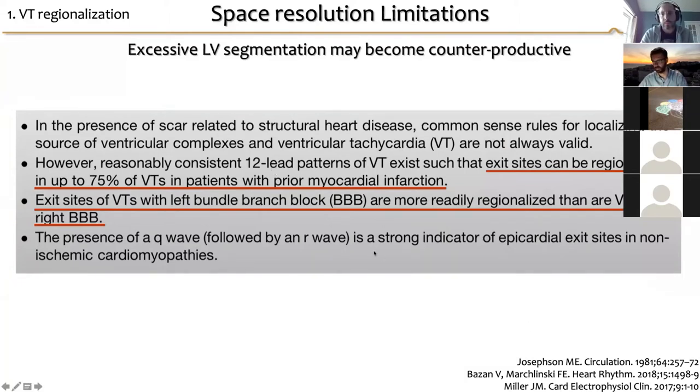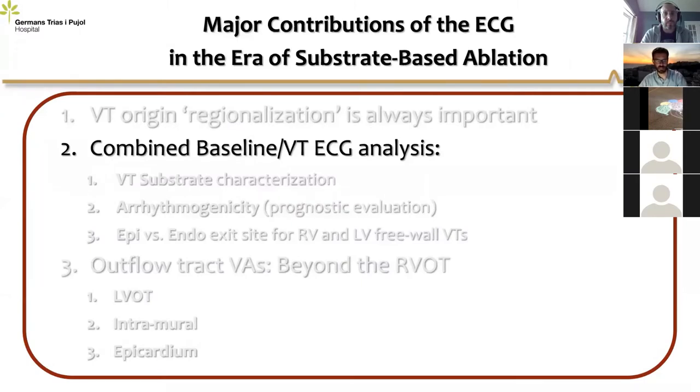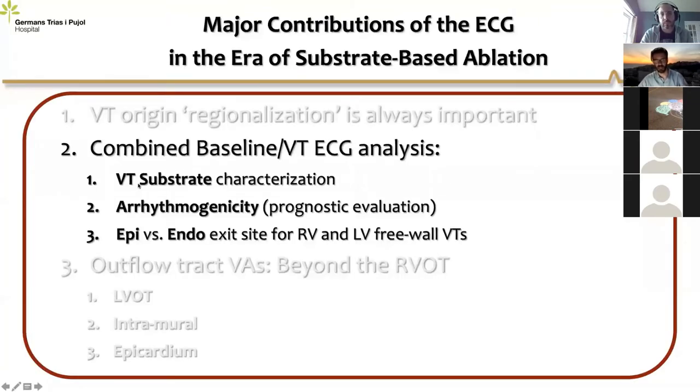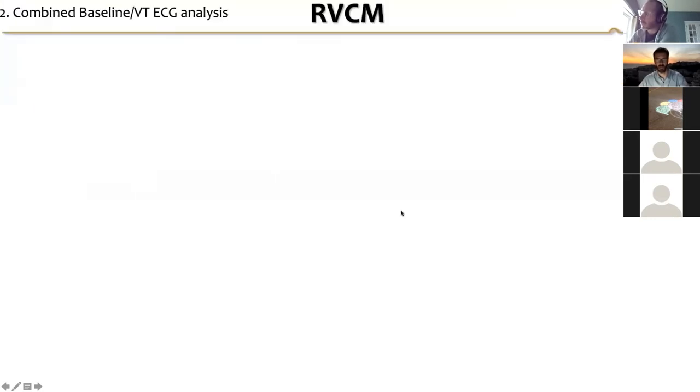Also, as was highlighted from the very beginning by Miller, the regionalization can be useful for a proportion of VTs, up to 75%, but a lesser percentage in patients with a right bundle pattern in V1. So once we have discussed the regionalization by means of the EKG, I will analyze the EKG as a whole by characterizing the VT substrate, assessing the arrhythmogenicity, and assessing for a possible epi versus endo exit site of the VT. We're going to use the combined information to make this comprehensive analysis of the substrate we have underlying.